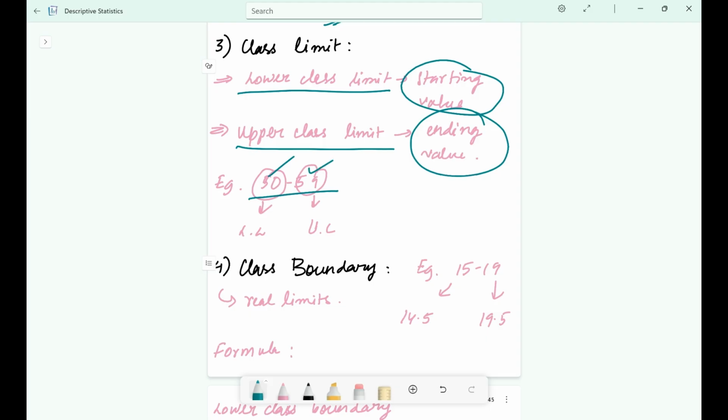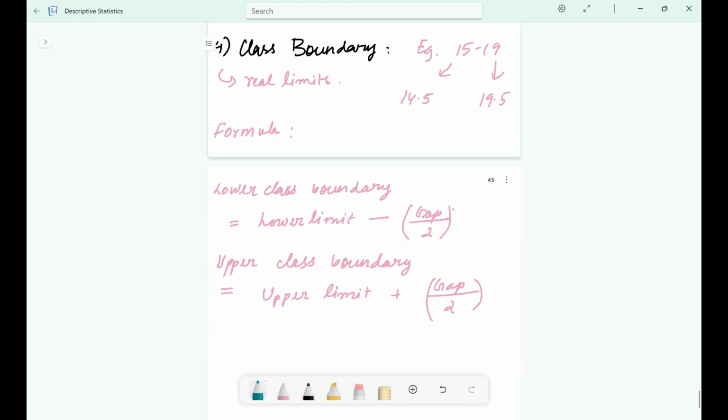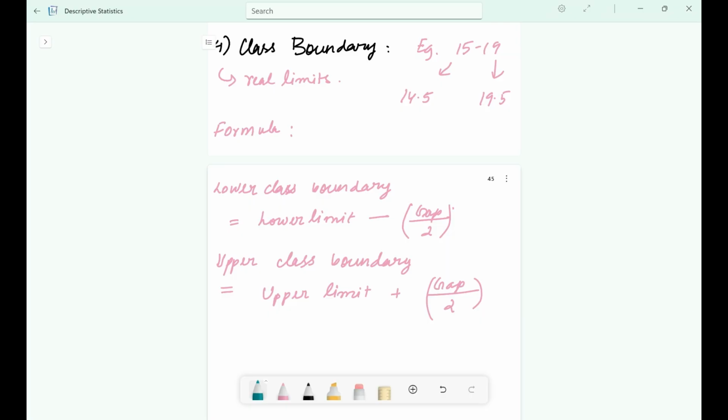Coming to the next term, which is class boundaries. These are the real limits of the class interval that remove any gaps between intervals. For example, if we take the class interval 15 to 19, the lower class boundary will be 14.5 and the upper class boundary will be 19.5.